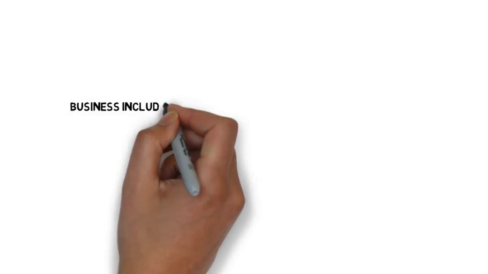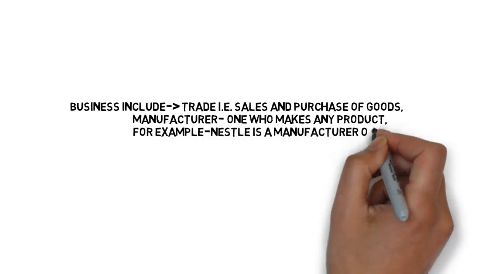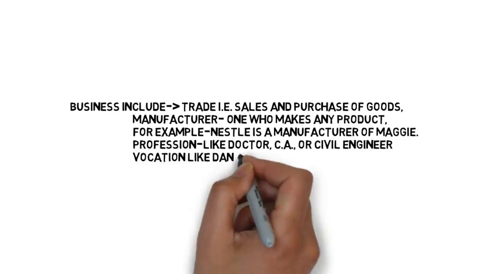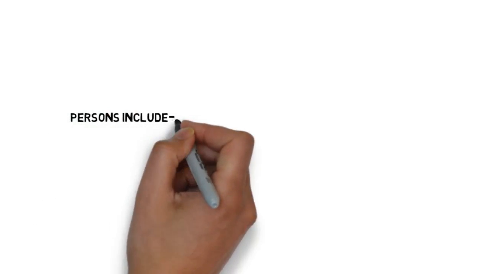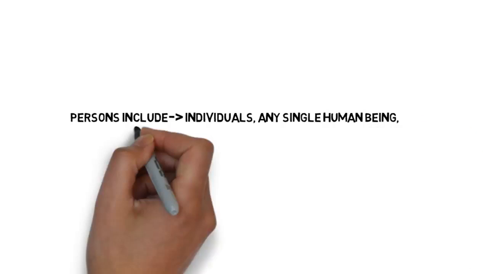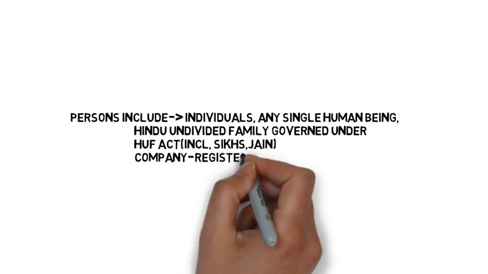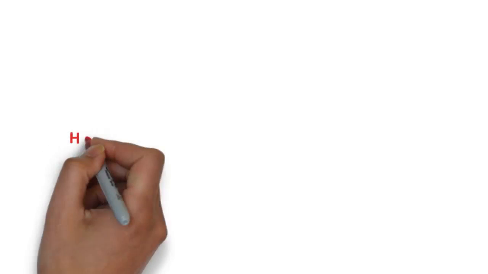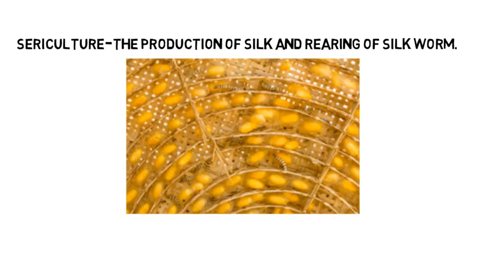For this purpose, businesses include trade, that is sales and purchase of goods, manufacturer, one who makes any product, for example Nestle, and profession like doctor or CA or civil engineer maybe, and vocation like dancing or singing even. And persons include individuals, any single human being, Hindu undivided family governed under the HUF Act, company registered under the Companies Act, like limited liability partnerships. However, GST does not apply to agriculturists such as florists, horticulture, sericulture, and one who raises the crops, grasses, or gardening produce.